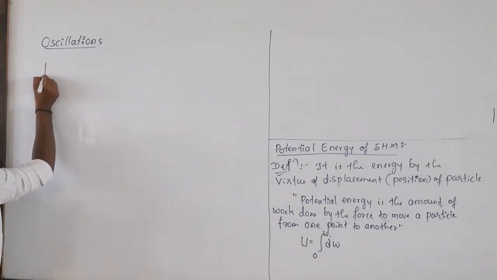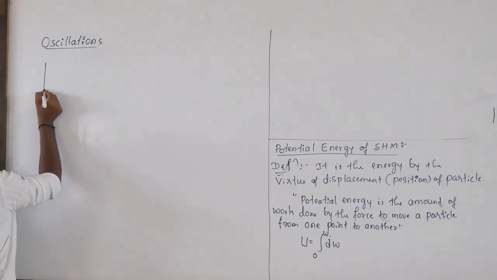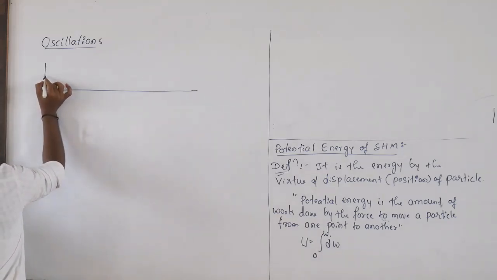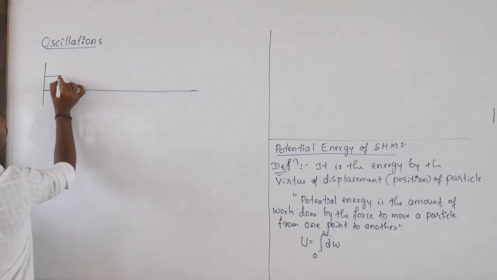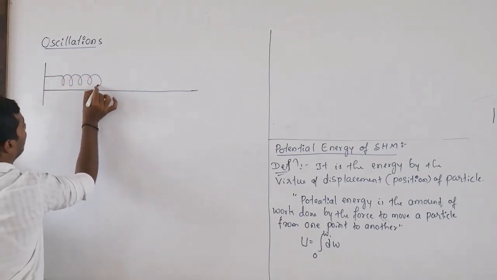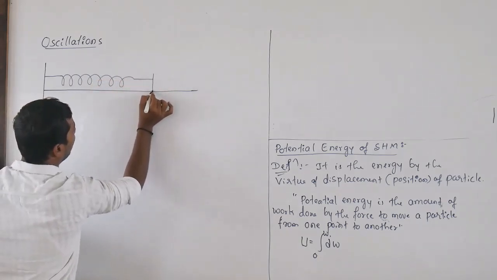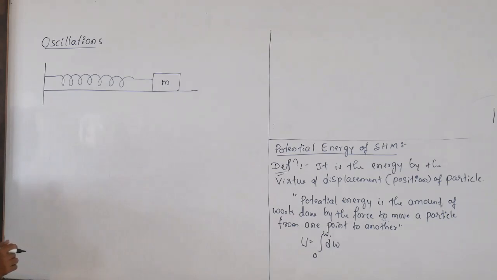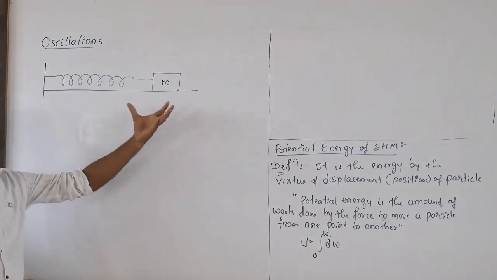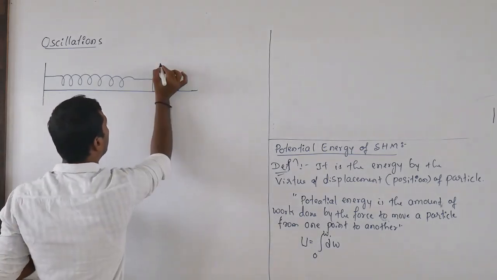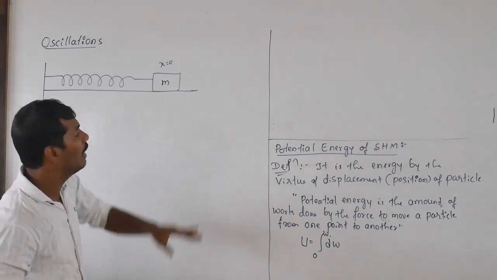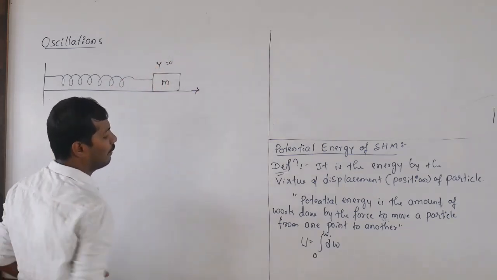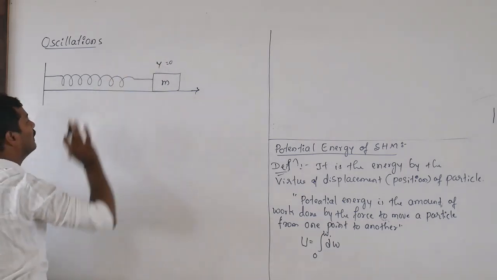First thing, take one example, a spring. There is a smooth table. One spring is attached to a mass, that is called M, the mass of a body. If no force is applied on this body, its displacement is 0. Consider x equals 0. We take the x only because of the x component. Consider this displacement y equal to 0.